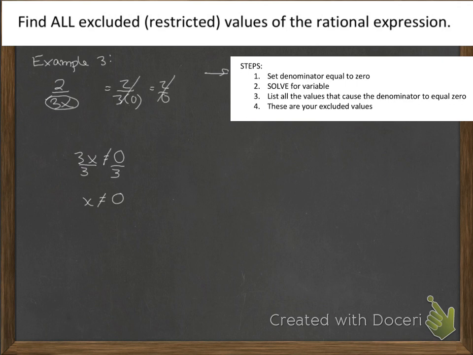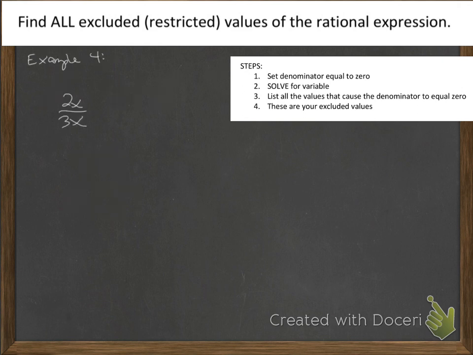Same thing in mathematics. We can't let this happen. Okay, so we write the equal sign with a slash through it, and we read that as "not equal to." So x cannot be equal to 0. So this is my excluded value or restricted value. And that's it. So let's do another example.